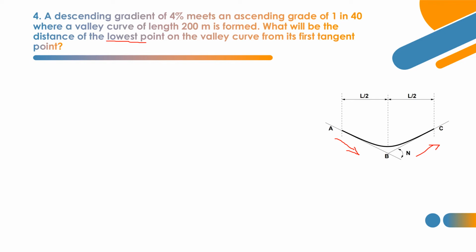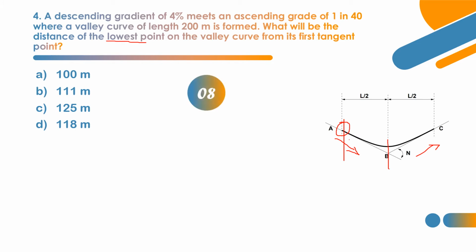What will be the distance of the lowest point on the valley curve from its first tangent point? So this is the first tangent point. So we have to calculate the distance between that lowest point and first tangent point. So how to calculate that? Option A 100 meter, option B 111 meter, option C 125 meter, option D 118 meter. So we have to calculate the distance of lowest point on the valley curve from its FTP, first tangent point. This is one simple formula we have to remember so that we can find the answer for this question.